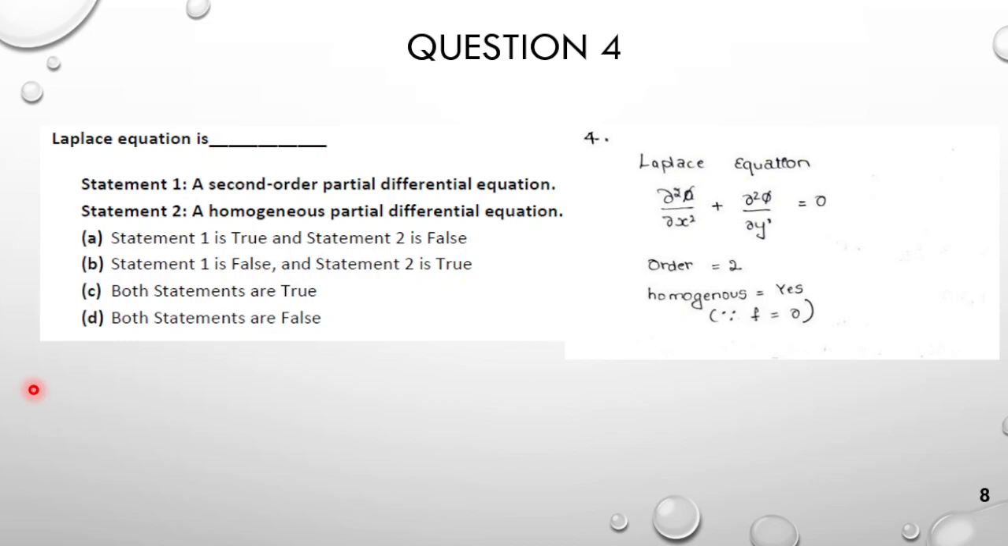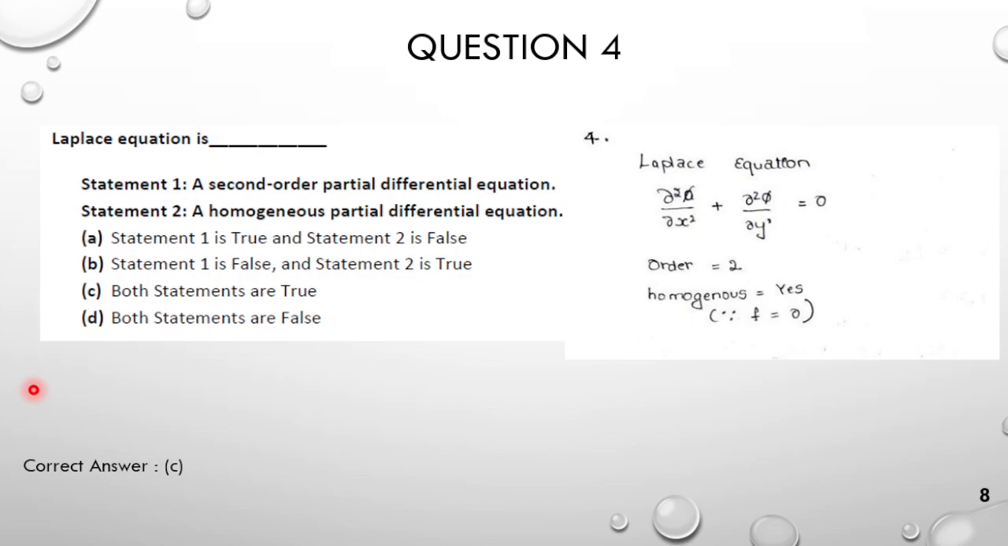Yeah. So the order is 2 and the homogeneity is correct, that it is homogeneous because f is equal to 0 here, okay, that is why it is 0. Now I would ask you one question at this particular point.